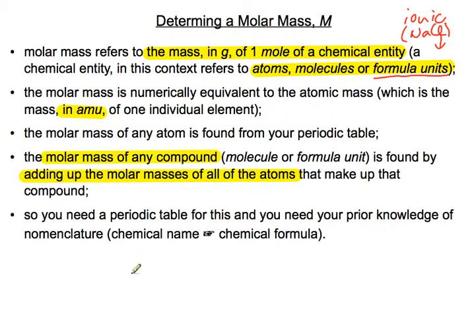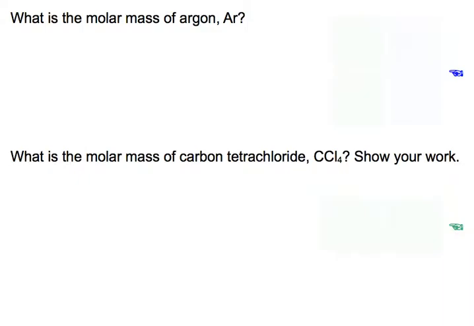So we do that from a chemical formula, and so you do need your periodic table when you're determining molar mass. And the other thing you have to remember is nomenclature, or naming, and so you have to be able to take a chemical name and put it into the correct chemical formula. In terms of molar mass, then, you just have to look in your periodic table and look up molar masses.